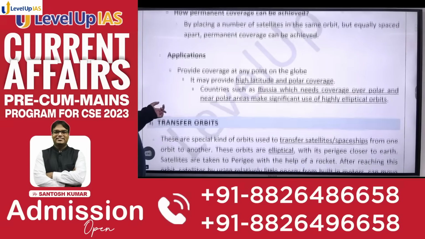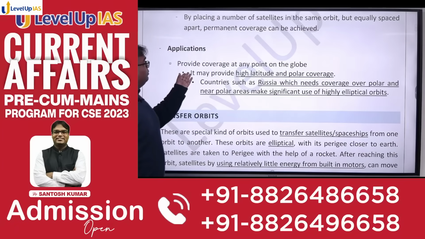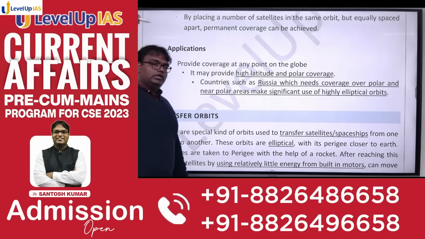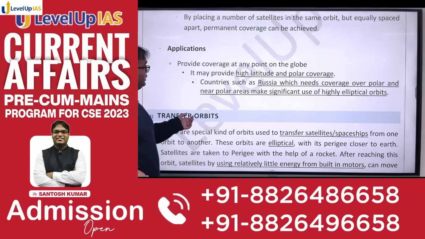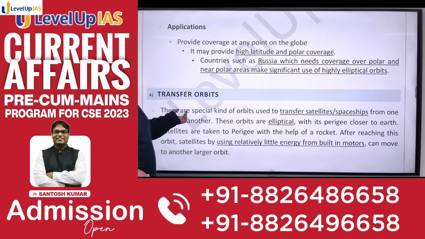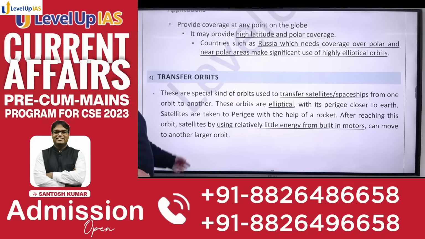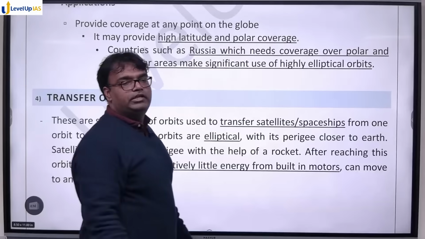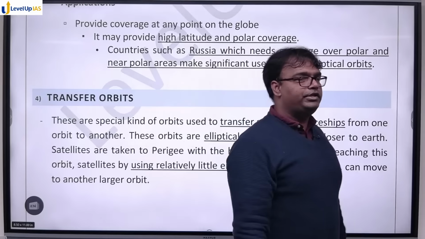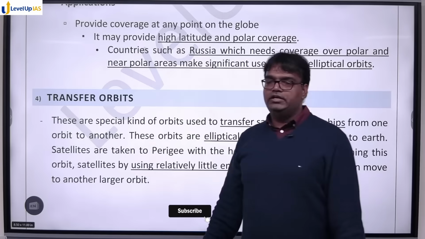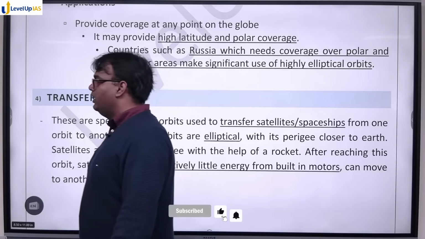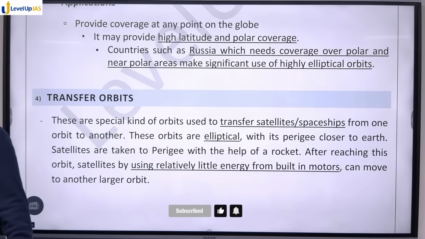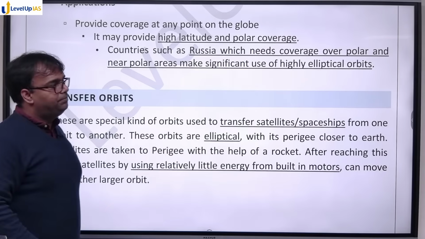Applications, it may provide high latitude, provide coverage at any point on the globe. It may provide high latitude and polar coverage. Elliptical orbit, high latitude पे polar coverage can be given. Countries such as Russia, which needs coverage over polar and near polar areas, make significant use of highly elliptical satellites. हम tropics में located हैं, तो for us highly elliptical satellites do not serve a lot of purpose. We generally do not launch satellites in highly elliptical orbit.